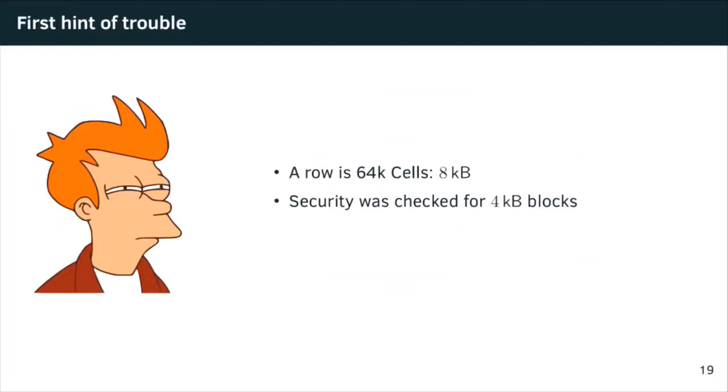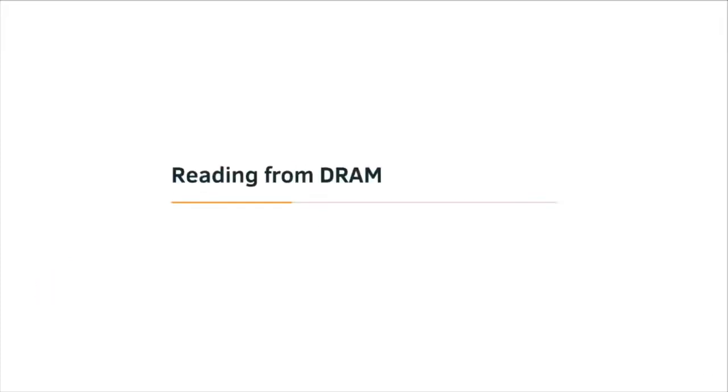Now, here, so that we don't bore you too long before it gets security related, this is the first hint of trouble. A row is 64,000 cells, meaning it's 8 kilobytes large, and security was checked for 4 kilobyte blocks. So we have here the first hint of trouble. This means that security domains may end up sharing rows. We're going to talk a lot about this. We just didn't want to bore you.